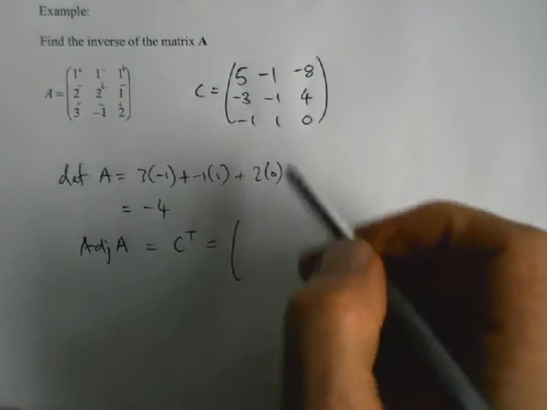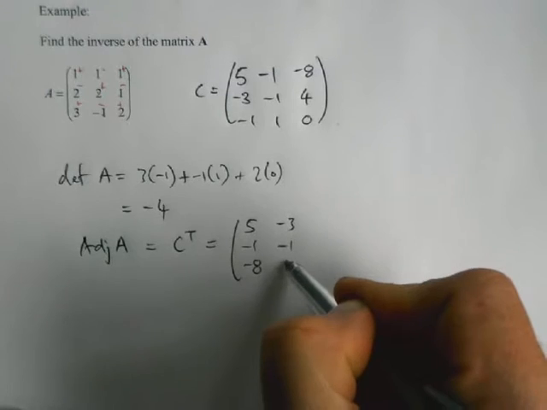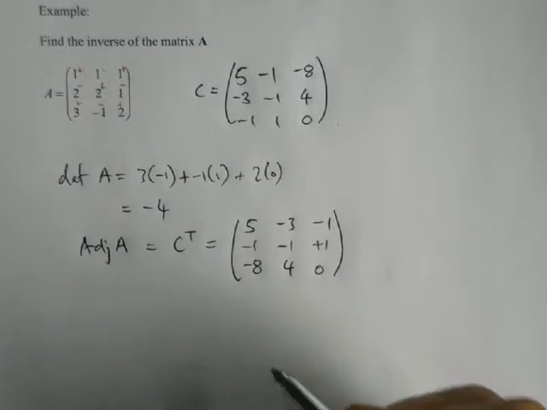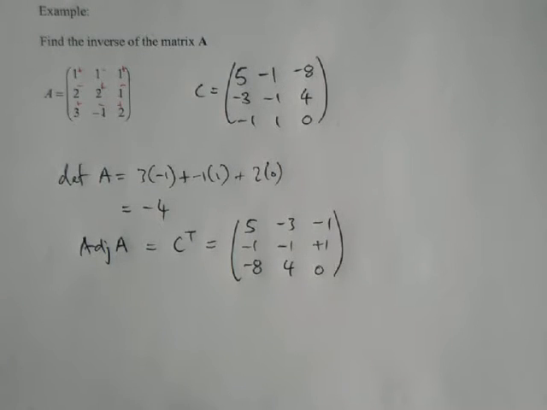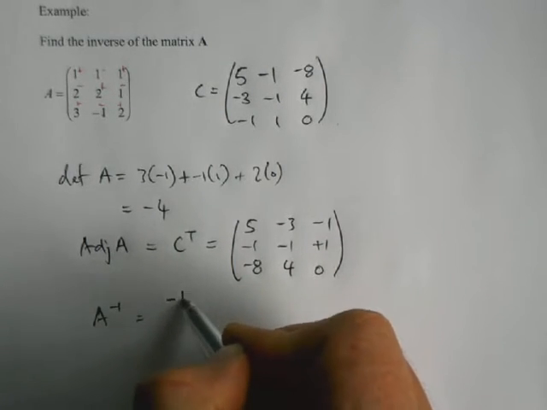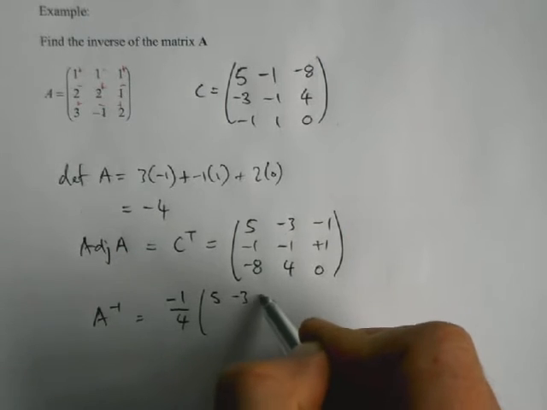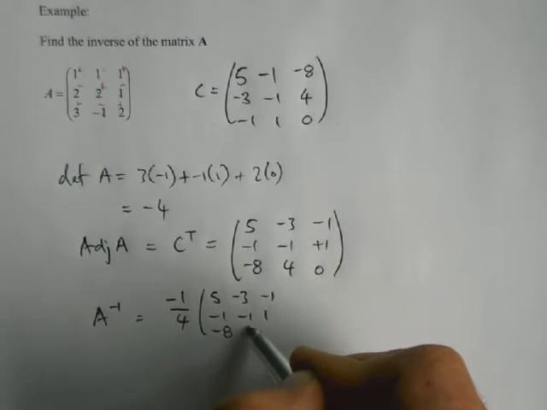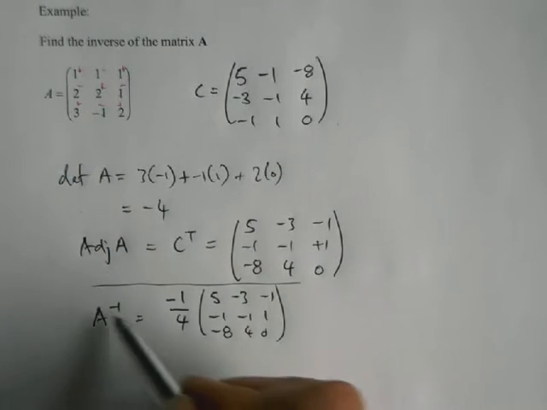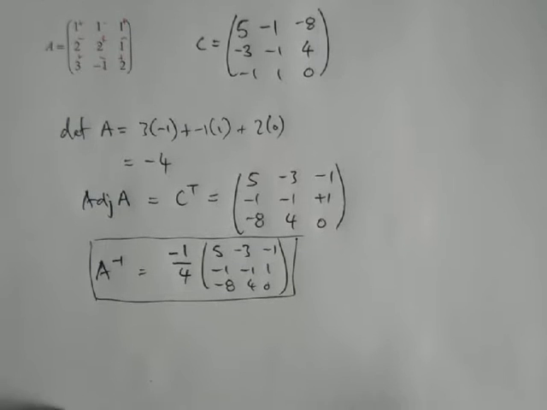Okay, now we're on a roll because the adjoint matrix of A is just the transpose of the matrix of cofactors. So we take this matrix up here, turn the first row into the first column, the second row into the second column, the third row into the third column, and that's our adjoint matrix. And then the inverse is just equal to 1 over the determinant, so 1 over -4, or -1/4, times the adjoint. Okay, and that should be the inverse of A.